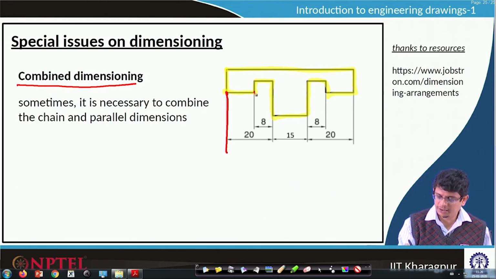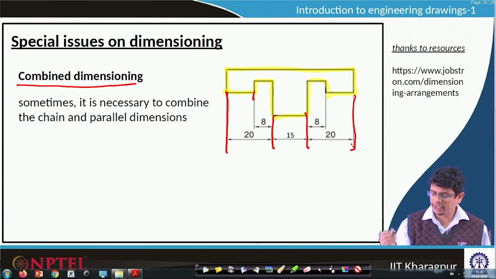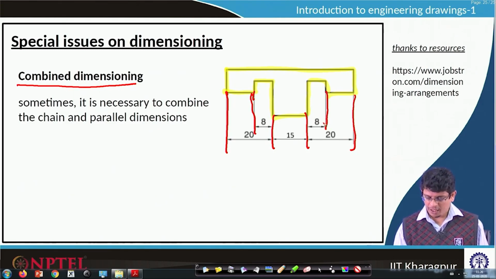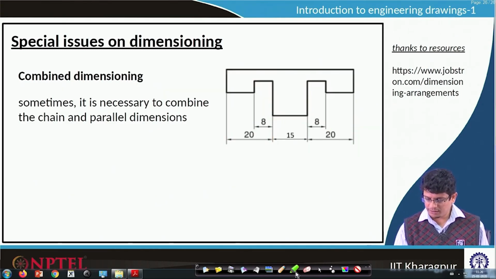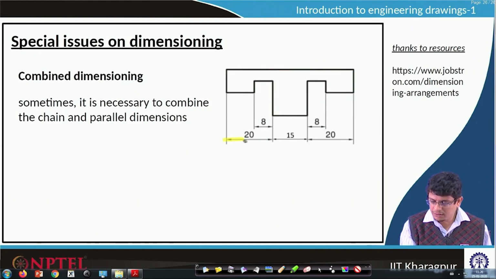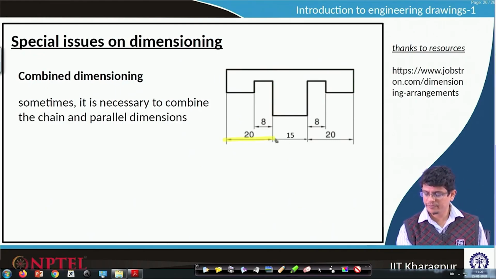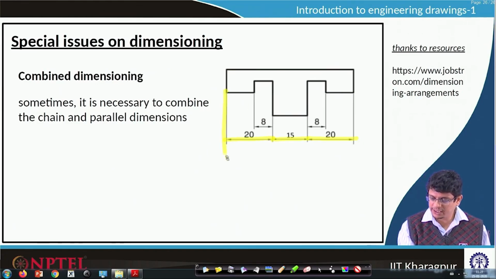These are the extension lines, this one also extension line, this one also extension line. Now, let us note this one, this one, this one. These dimension lines represent from this extension line to that one, from this extension line to this one, from this extension line to this one.